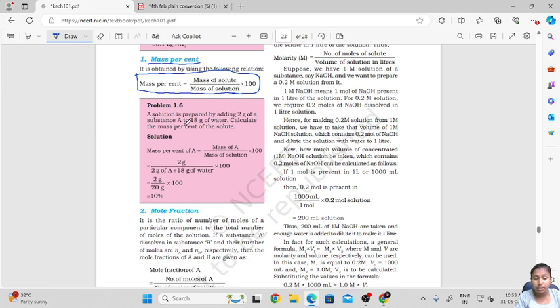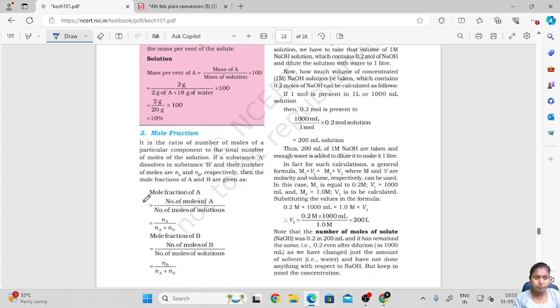It is mixed with 18 grams of water. So combining both will give you the mass of solution, multiplied by 100. So it is 10% of solute that is present. So this is how a mass percent is calculated.